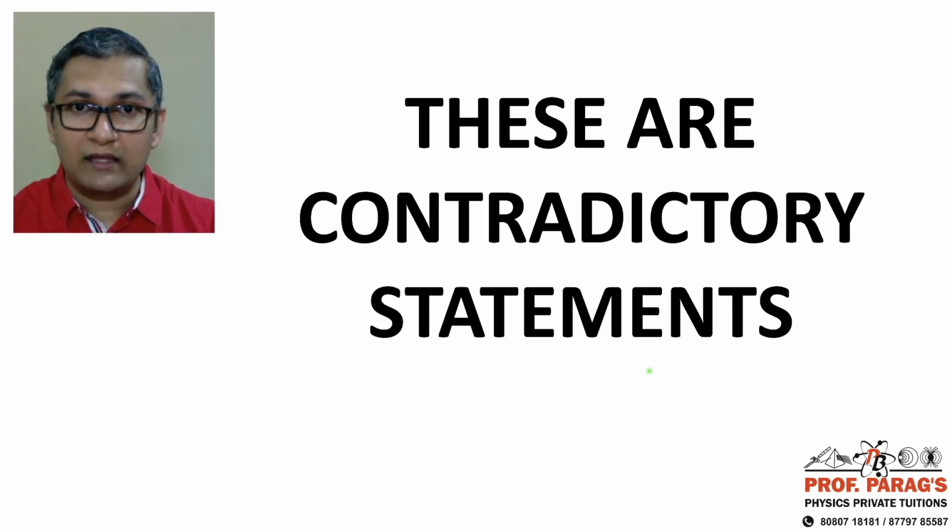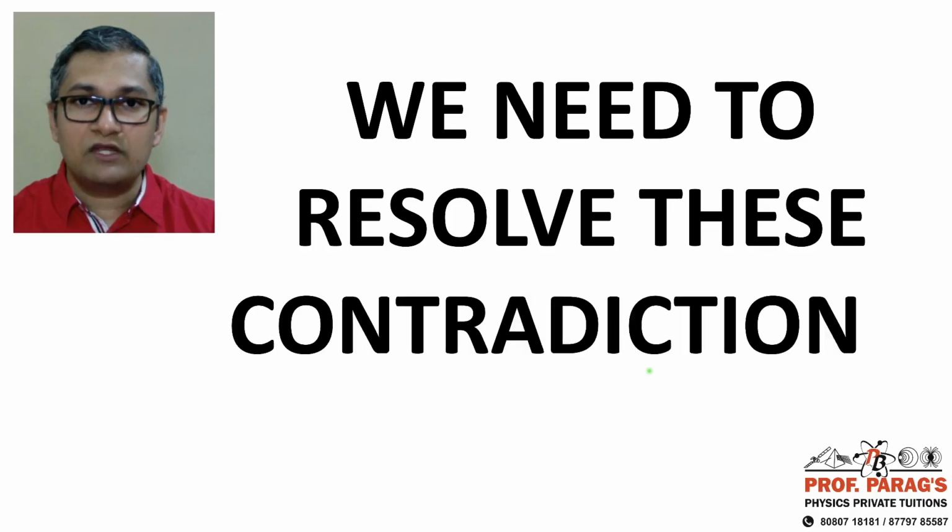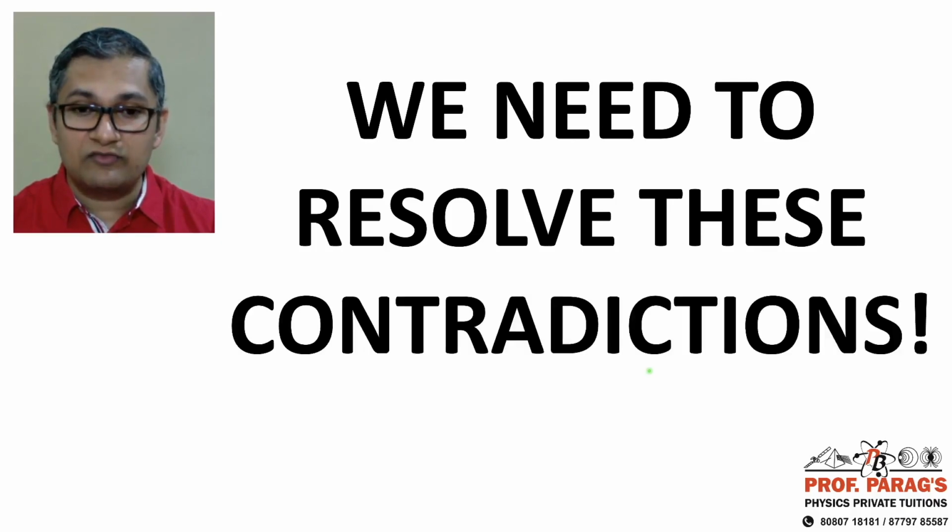If today is Monday, then how can today be Tuesday? Today is Monday, today is Tuesday. These are two contradictory statements. Today is Monday, tomorrow is Tuesday, that's fine, but today is Monday, today is Tuesday, these are contradictory statements. So similarly, current is electron, but it flows opposite to electrons. This sounds contradictory, so we need to do something. We need to resolve this contradiction.